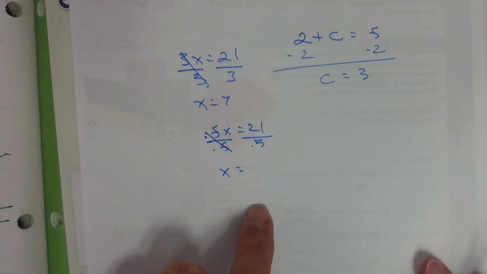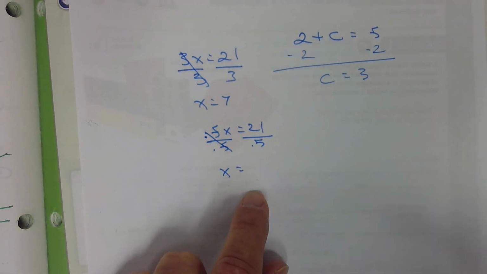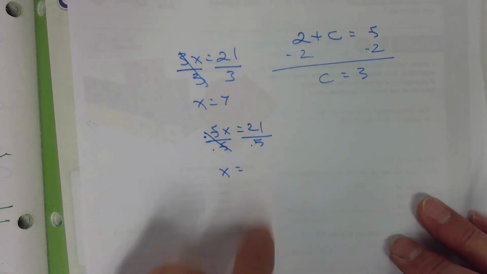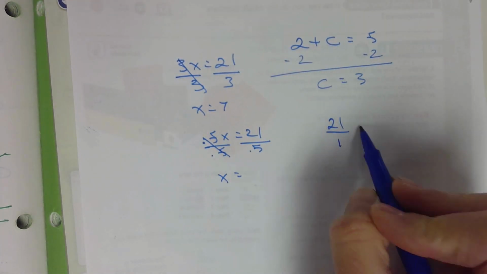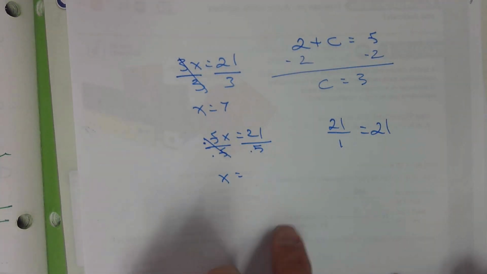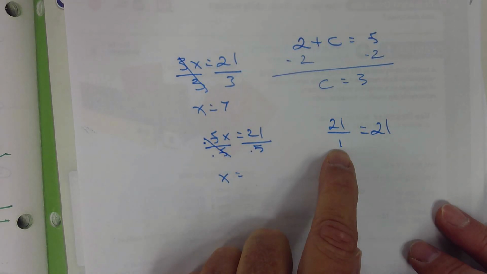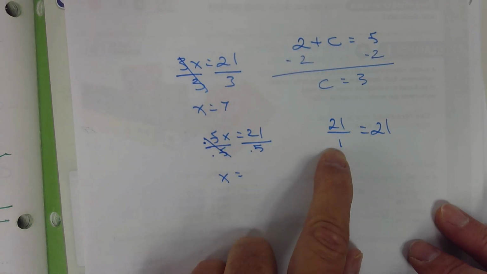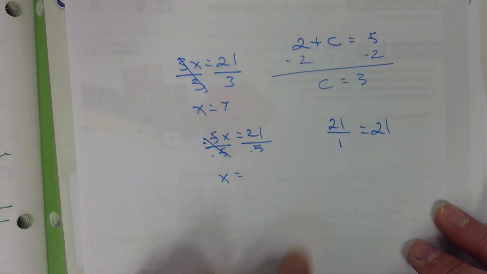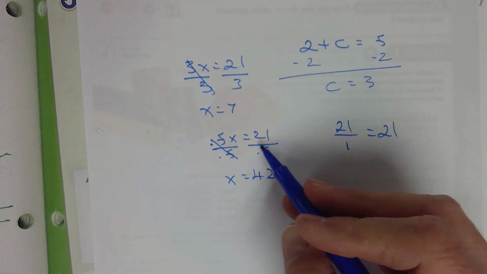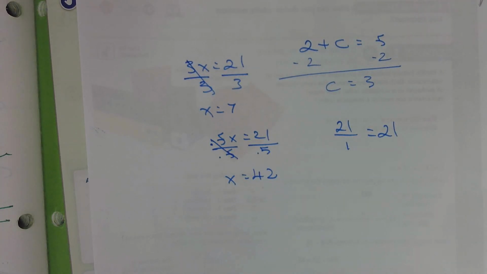Now, let me ask you a question. Again, some of you just know this, but others may not. What's this equal? 21, right. Well, what if it was 0.5? It's 42, because it goes in twice as much, because that 0.5 is half of 1. So x equals 42, because 21 divided by 0.5 is 42.